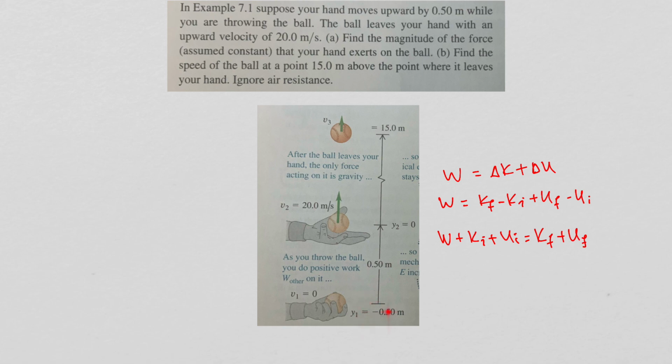So, at the beginning of the whole process, the ball is stationary, so therefore the initial kinetic energy will be zero, and then the gravitational potential energy is calculated with the value for the position as negative 0.5 meters. At the final position, the gravitational potential energy will be zero because that is my reference level, and the kinetic energy will be calculated with velocity of 20 meters per second. Then I have all the information necessary to calculate the work done by the force applied by the hand. Let's do that.